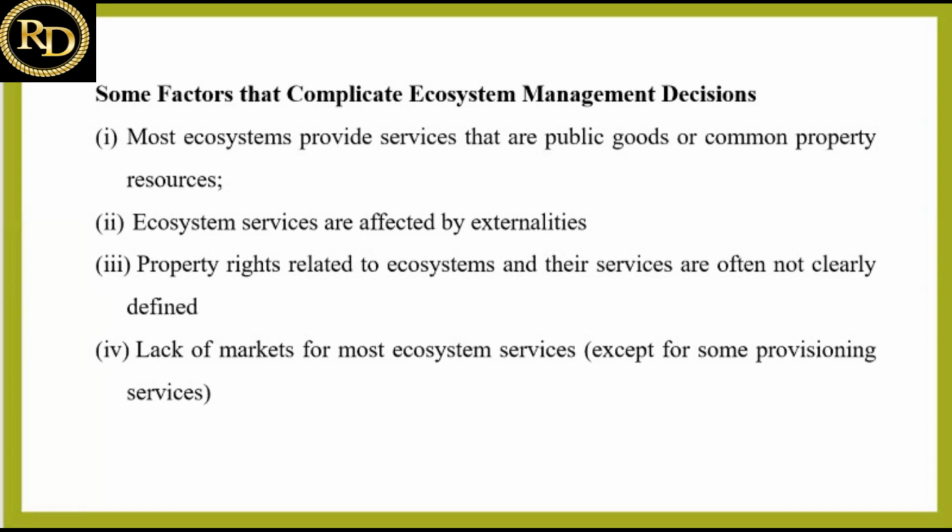And then, of course, there is a lack of markets for most ecosystem services. We have markets for provisioning services, though not for all. We don't have markets for the byproducts. Even for rice straw, there is still not a very good market today. So we have very little market for even one category of ecosystem services, that is, provisioning services.